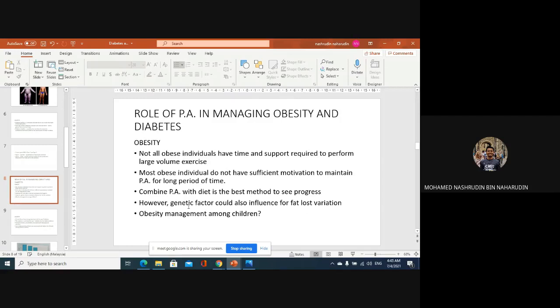And also there's the genetic factor, as I mentioned earlier, that could influence fat loss variation. Some people can easily get rid of fat quickly, some people need some time to see progress, but just don't generalize your patient or your trainee. Make it individual based on their condition, and of course don't compare one patient to another patient.